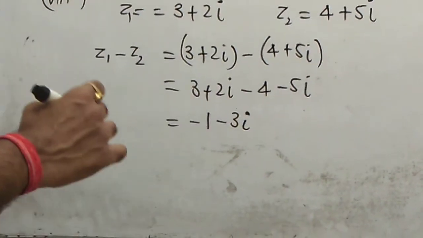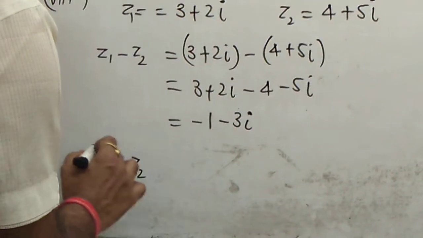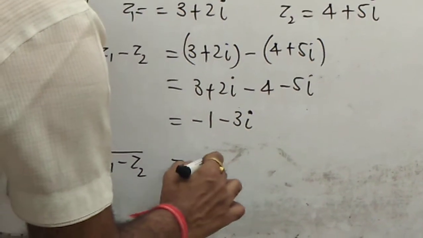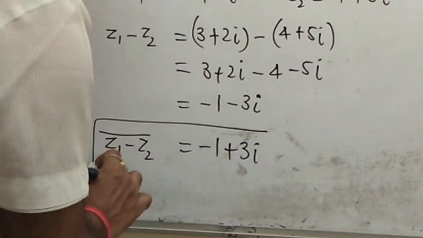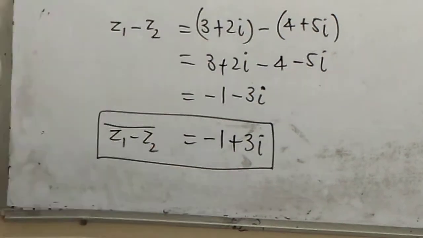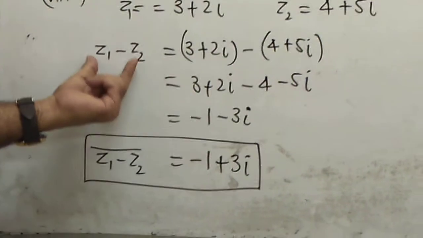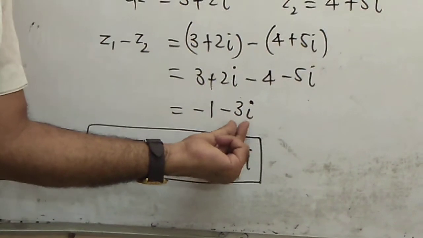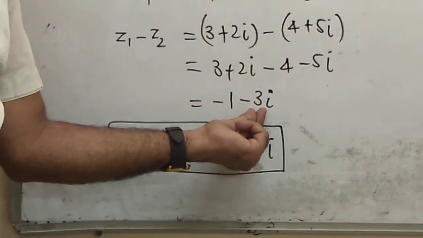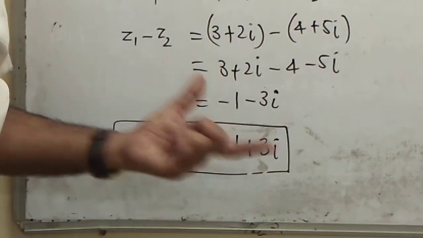Okay, then we find the conjugate of this number, z1 minus z2 bar. It is minus 1 plus 3i. Again I explain about the bar, the conjugate, because here z1 minus z2 is an operation, but you find the conjugate of the whole value. So only the sign of i changes. Here minus 3i, after conjugate it is plus 3i. So it changes only the sign of i here.